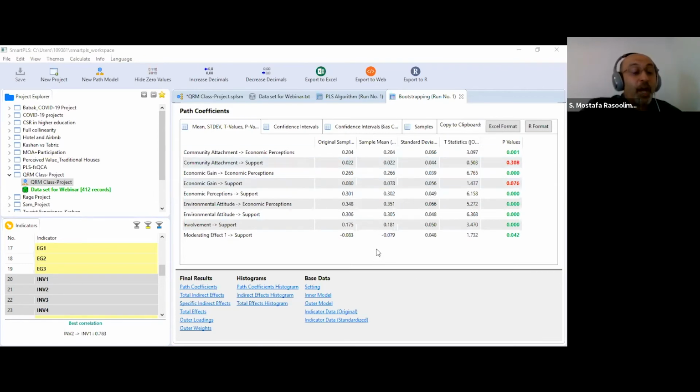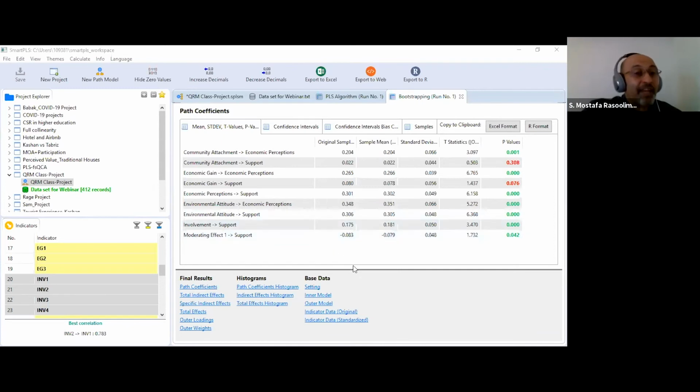Because our hypothesis is that involvement positively moderates the effect of perception on support, which is stronger for a high level of involvement. But here the coefficient of the interaction effect is negative, right? This is negative.